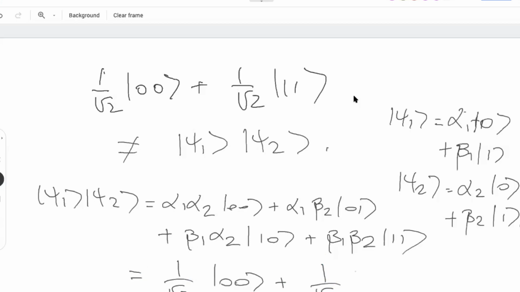And the question is, can we find any values of alpha 1, beta 1, alpha 2, beta 2, for which this can happen? So let's write the equations as Fauzan was suggesting. Remember, we have additional constraints here, right? So let me write it here. We have these additional constraints that the magnitude of alpha 1 squared plus the magnitude of beta 1 squared should be equal to 1. Also alpha 2 squared, sorry, the magnitude.